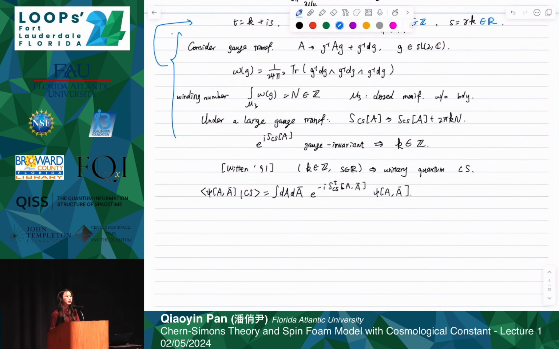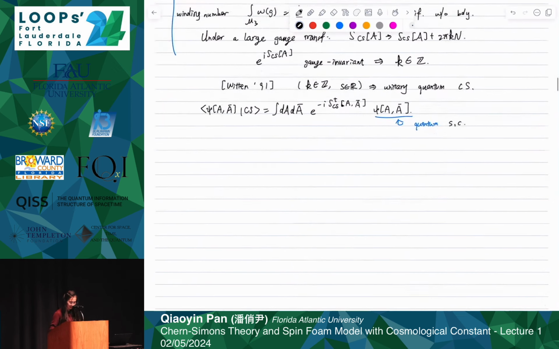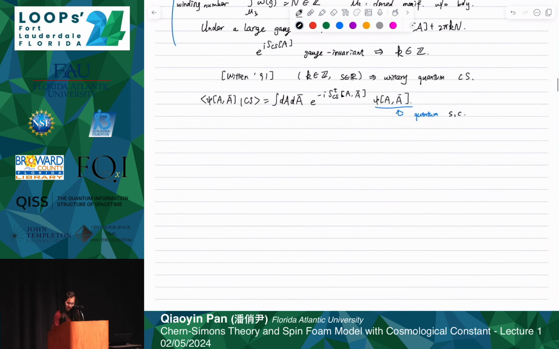So here I have the state, which is a function of A and A bar. And on this state, as in EPRL, I want to impose the simplicity constraint, at the quantum level, because we have a partition function. So we want to impose the quantum simplicity constraint. And now we are led to a Chern-Simons theory. Let's do a little bit of the canonical analysis of Chern-Simons theory, if you are not familiar with it.